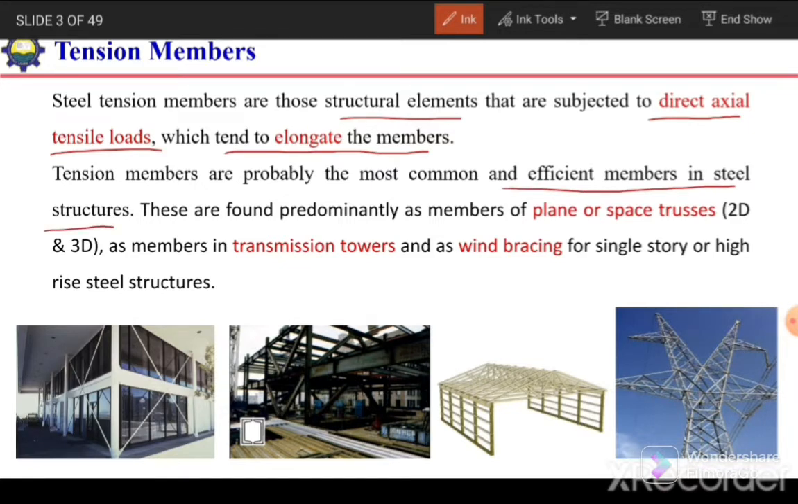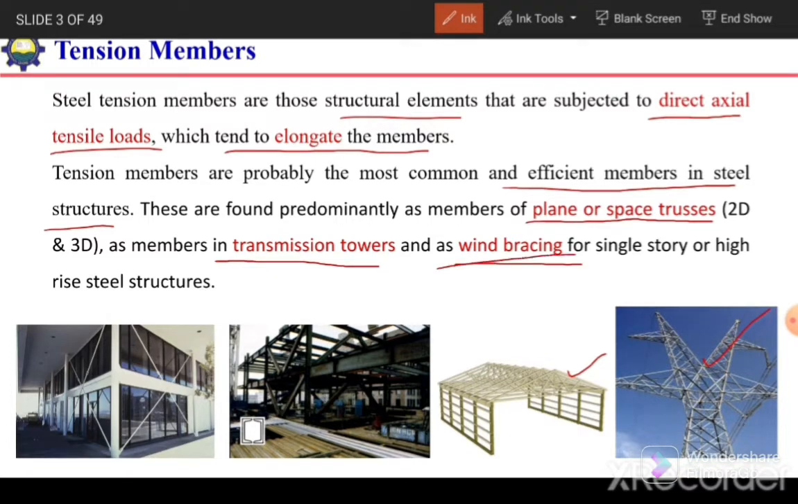They are found in plane as well as space trusses like this. Here the members of truss may be in compression or in tension. Similarly, they can be found in the transmission towers. So here some members will be in tension and some members will be in compression. Similarly, wind bracing can be a tension member. For example, here wire is used as a bracing, so this will be definitely in tension. So here in this case, it might be in compression as well as in tension.